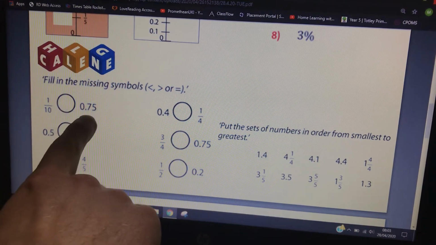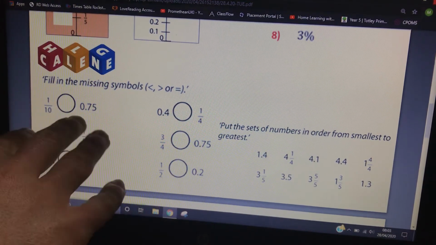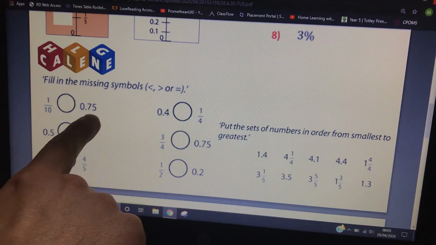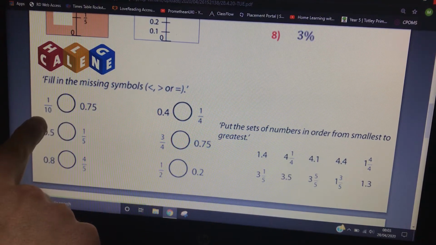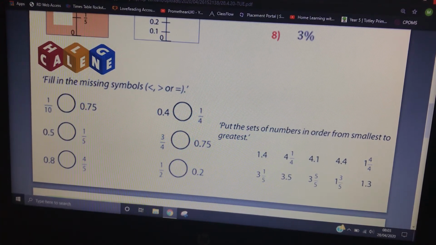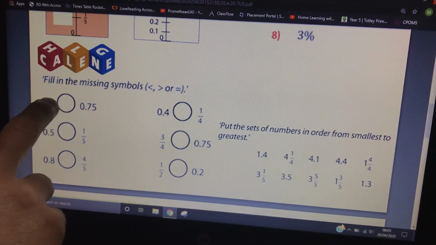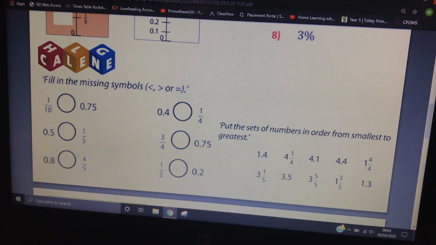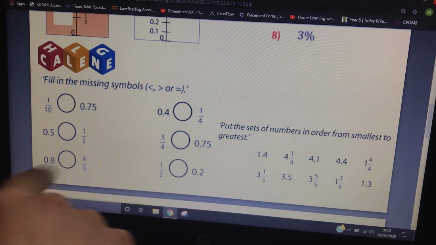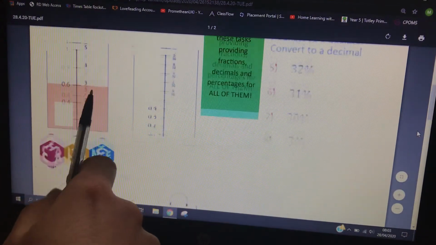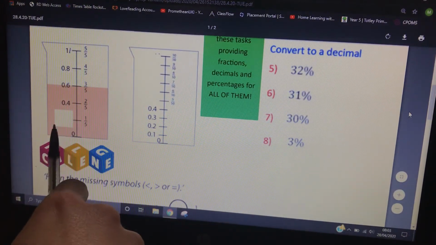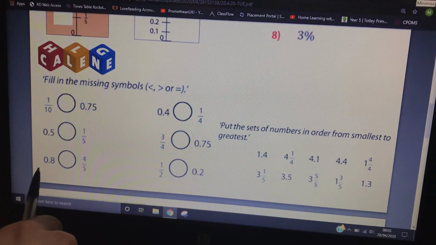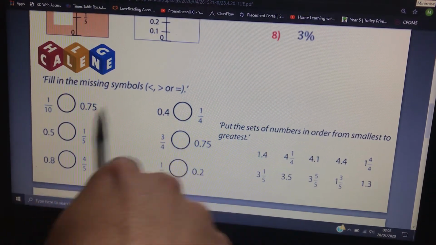Now, if we try and change that to a fraction, it could be 75 over 100. You can't put it over 10. So let's make that one a decimal instead. So 1/10, I know that's 0.1. Well, that's a lot less, isn't it? So that's going to be less than. 0.5 and a fifth. Now we've had a fifth. We had a fifth up here, and I gave it 0.2. So 0.5 is bigger. And you go through and you just decide, am I using decimals?